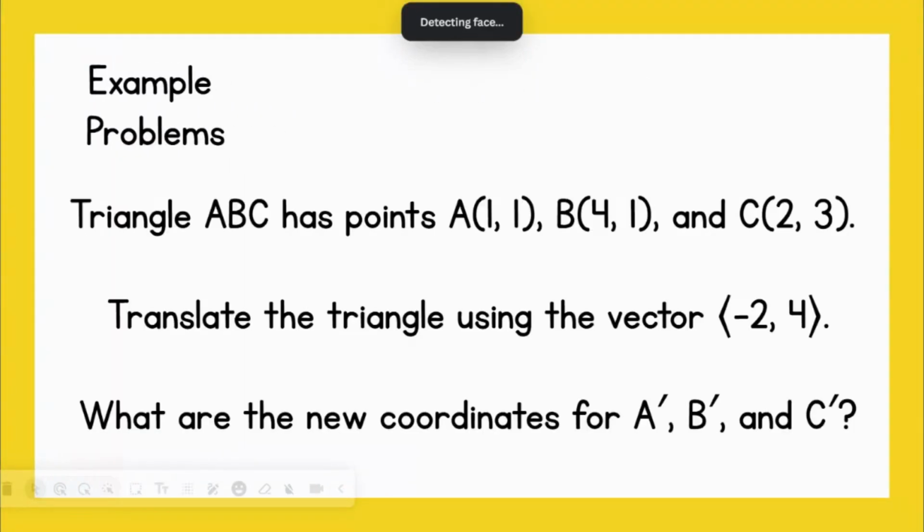Our next example problem is actually a shape. So we're actually going to be doing an example problem on translating the shape. Triangle ABC has points A, 1, 1, B, 4, 1, and C, 2, 3. Now translate the triangle using the vector -2, 4. What are the new coordinates for A prime, B prime, and C prime?